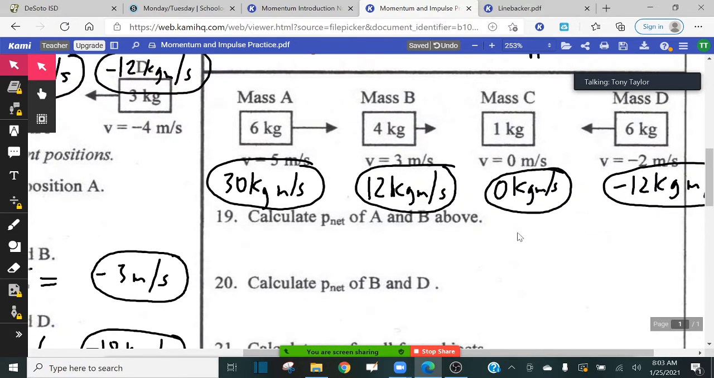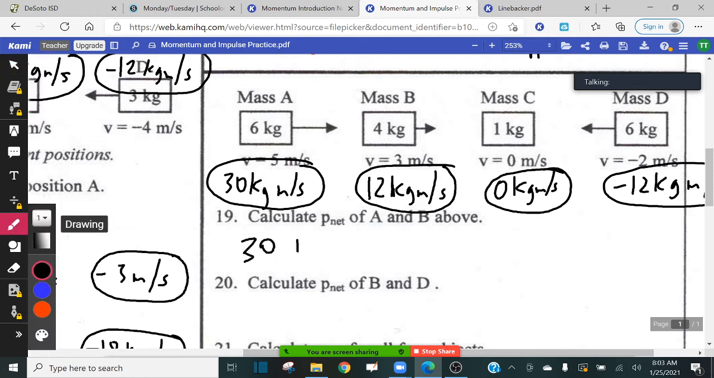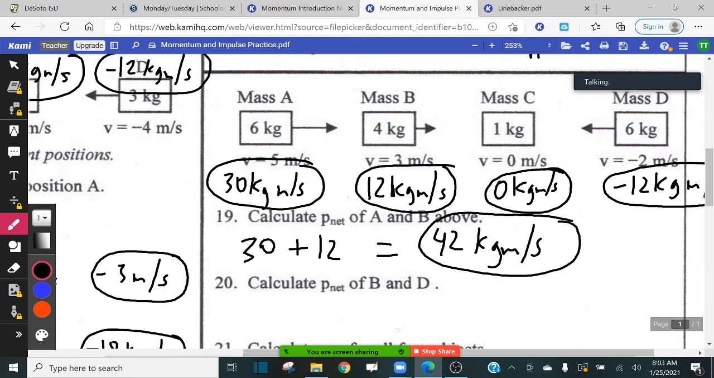Now, with that said, guys, look at number 19. 19 says, calculate the net momentum of objects A and B above. Guys, remember what I said net momentum means. Net momentum means you just add up the individual momentums. So if this momentum here is 30, and this momentum here is 12, when I add up those two numbers, 30 plus 12, my net momentum is 42 kilograms meters per second. So that is my net momentum for number 19.